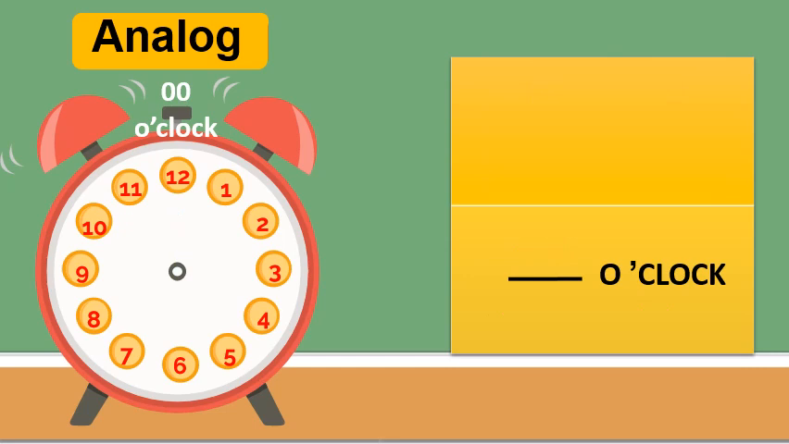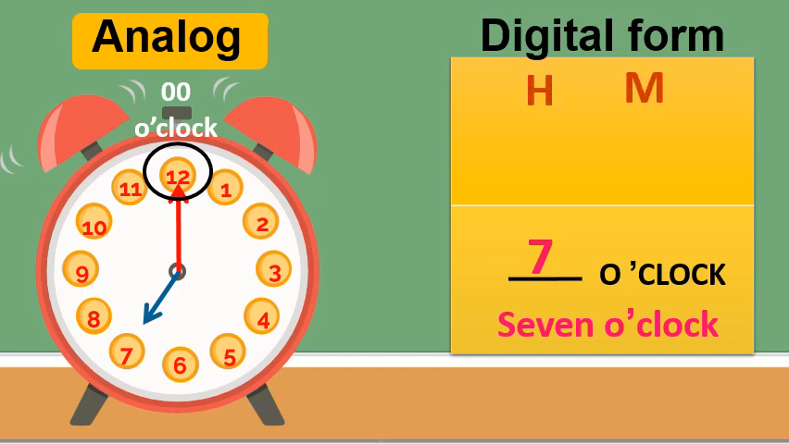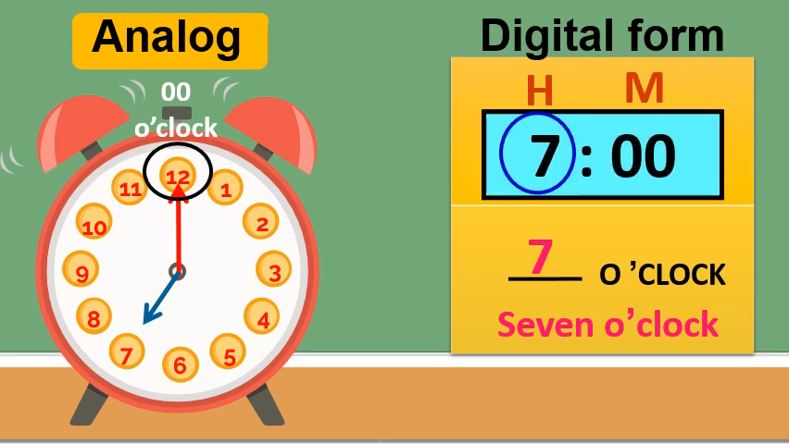Let's see another example. In analog form here, the short hand points to 7. So it means 7. The long hand points to 12. It means o'clock. So it's 7 o'clock. In digital form, we have hours and minutes. In hours, the short hand points to 7. In minutes, the long hand points to 12. It means 0, 0. So in digital form, I can say 7, 0, 0.